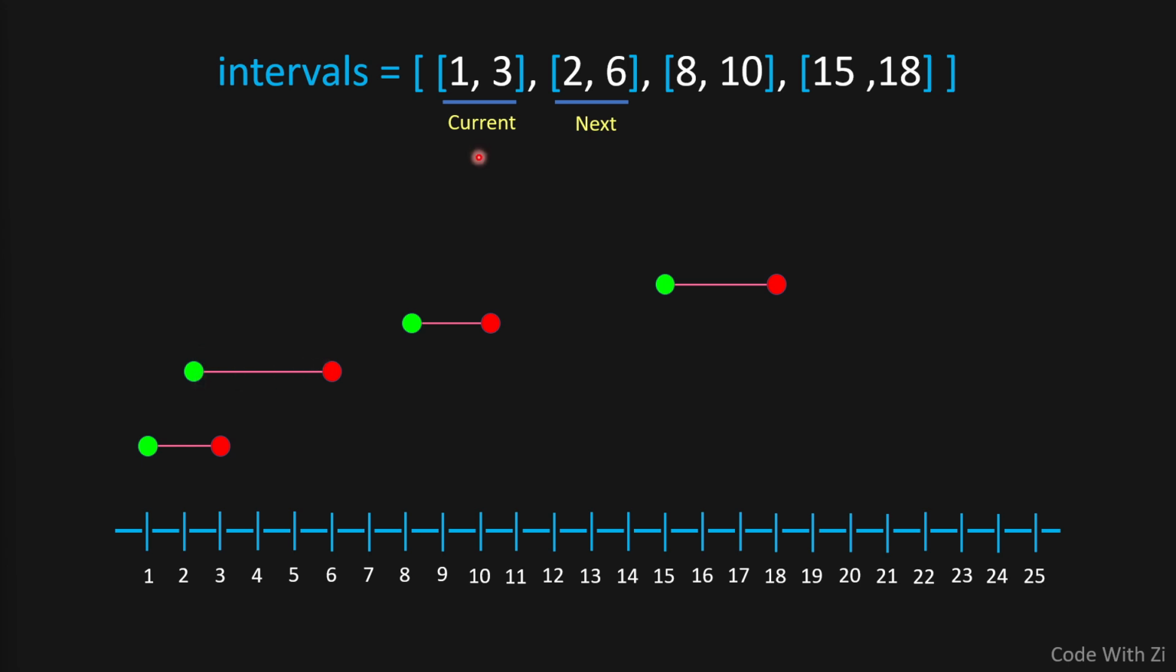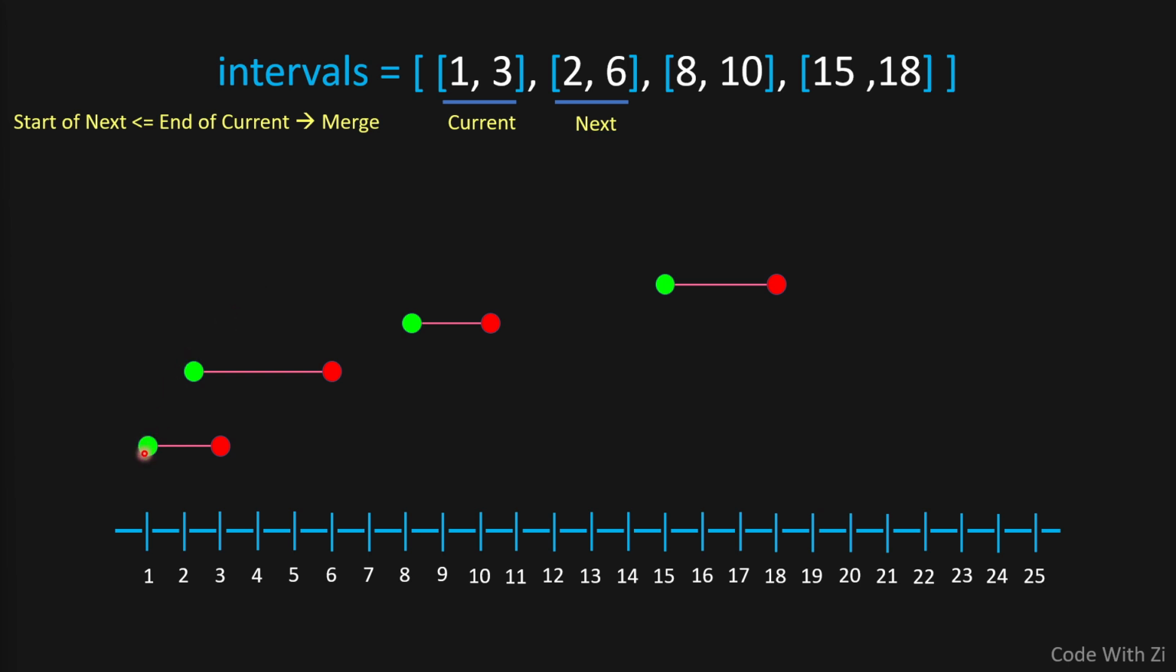Now that we've identified our current and next intervals, we're gonna say if the start of the next interval is smaller or equal of the end of the current interval, merge these together. Now, what does this mean? Well, the start of the next interval is gonna be 2, right? And the end of the current interval is gonna be 3. Is 2 smaller or equal than 3? Well, yeah, this is correct. And we're gonna merge them like this.